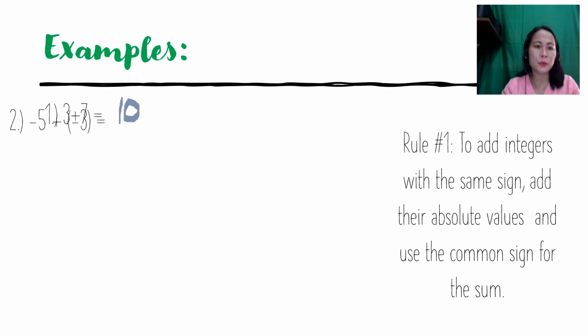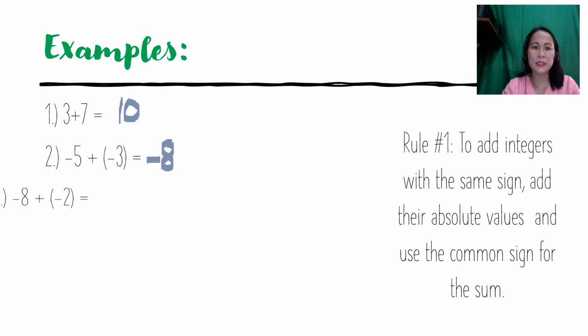If the sign is positive, we don't need to write the positive sign. Example number 2. If we have negative 5 plus negative 3, we add the numbers, we have 8, and use the common sign, which is negative. For example number 3, we have negative 8 plus negative 2. So add the numbers, we have 10, and use the common sign, which is negative.